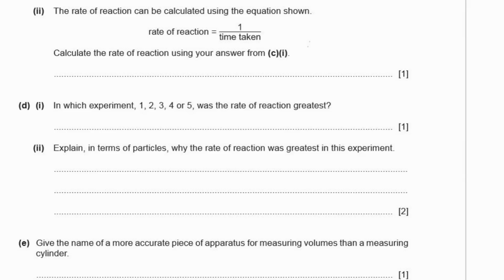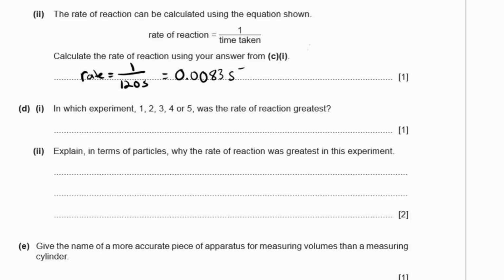Okay, C2. The rate of reaction can be calculated using the equation shown. So the rate is 1 over the time taken. Calculate the rate of reaction using your answer from C1. The time we found in C1 was 120 seconds. So the rate equals 1 divided by 120 seconds, which equals 0.0083 seconds to the minus 1.